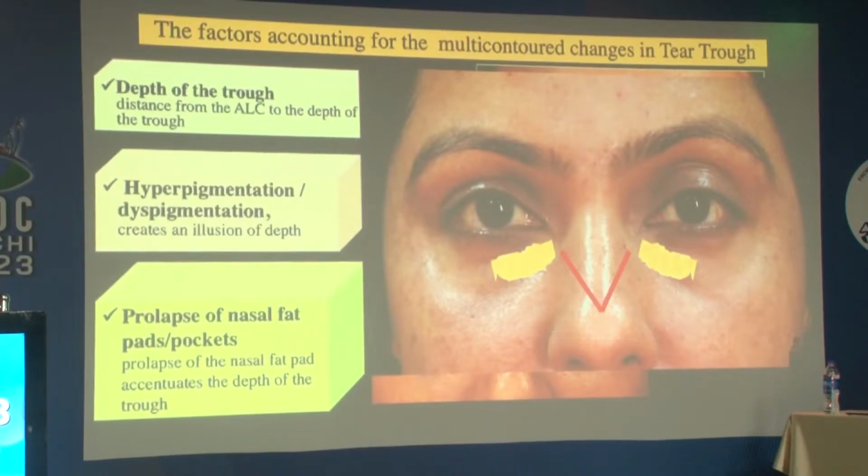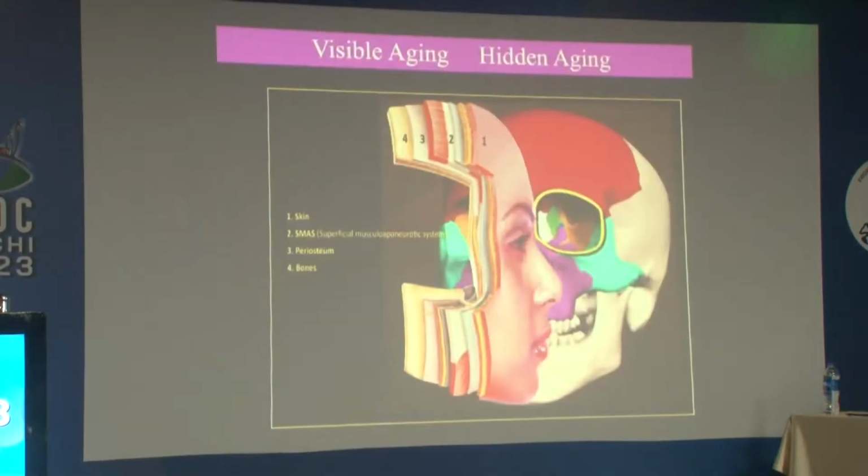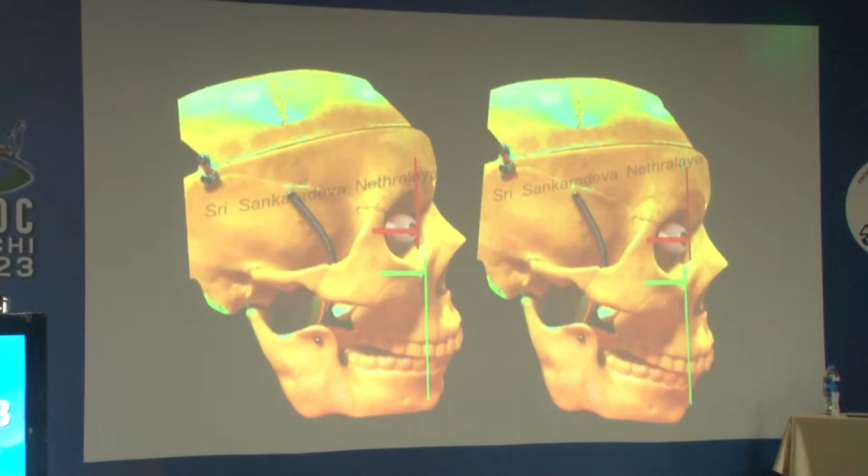And the most important thing, the other aesthetic changes that we see around the eye, are the rhytids. So we need to manage the wrinkles, we need to manage the trough, we need to manage the hills. So considering all three important components, we feel that this is not only changes in the skin, but also changes in the bone.